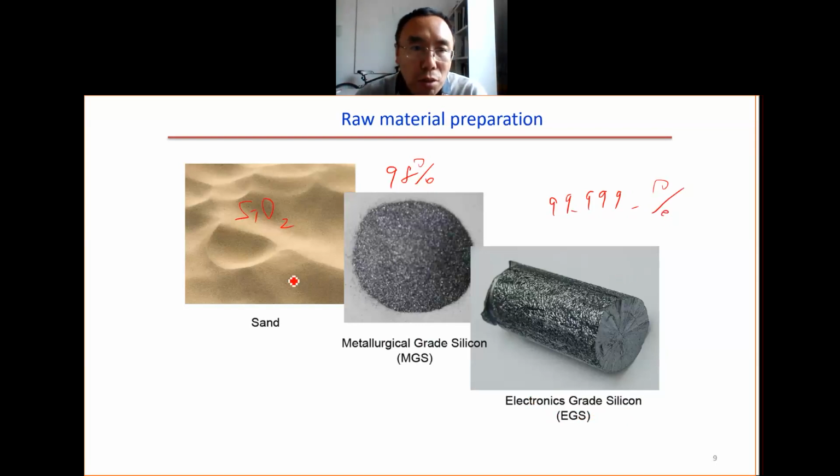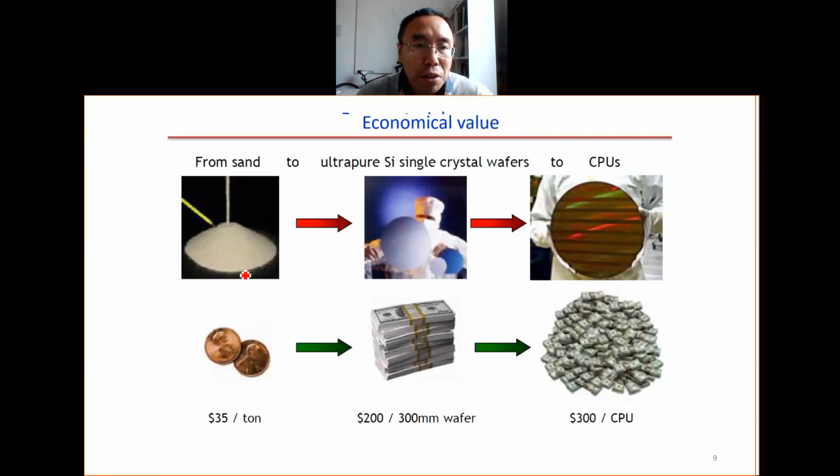Sand is very cheap. A wafer for 4-inch is about $10 per wafer, and for 8-inch it will be $20 per wafer. So that is the cost of the wafer. For the chips, each CPU is about $100.